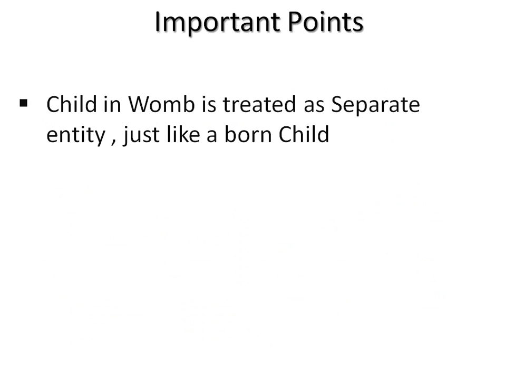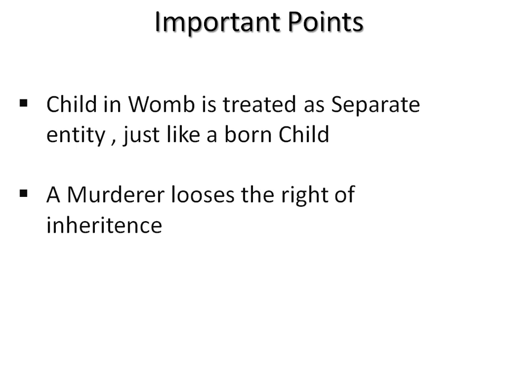Now, let us see some of the important points here. A child in the womb is treated as a separate entity, just like a born child. So if there is a pregnant woman, there are two entities here. First is that woman and the other one is the unborn child. The unborn child will have his own separate share. A murderer loses the right of inheritance. In the movies, you must have seen one of the children murdering his parents for the property. But in real life, a murderer will lose all the legal rights of inheritance.